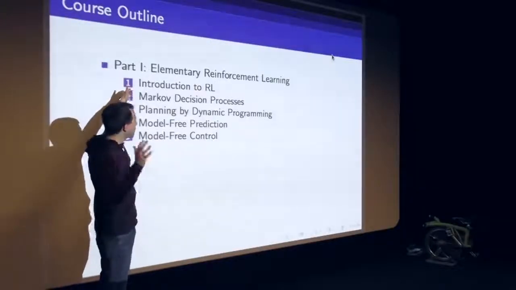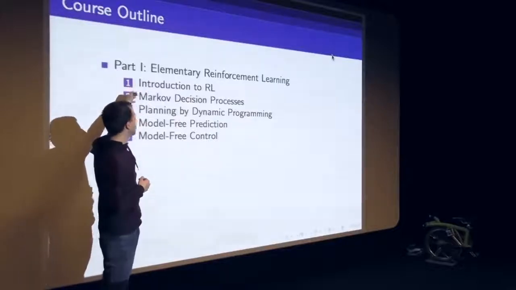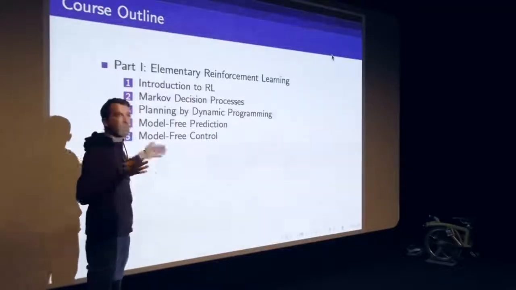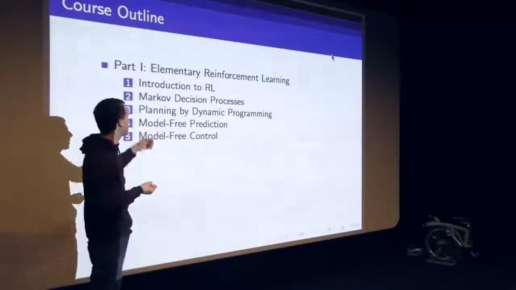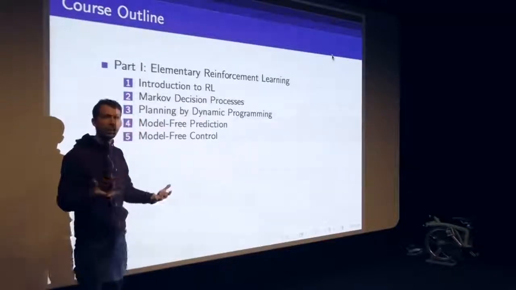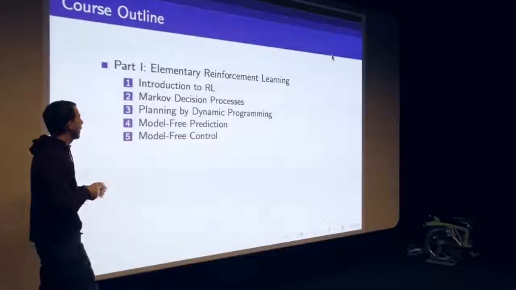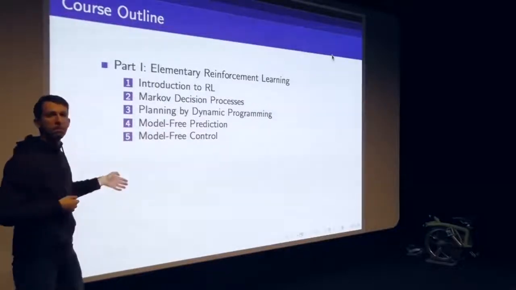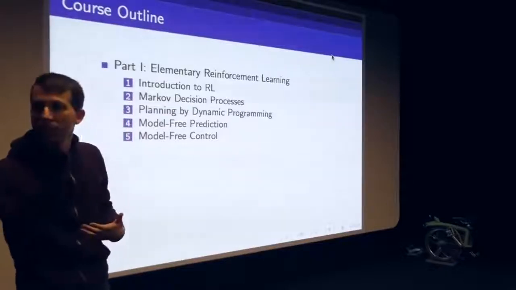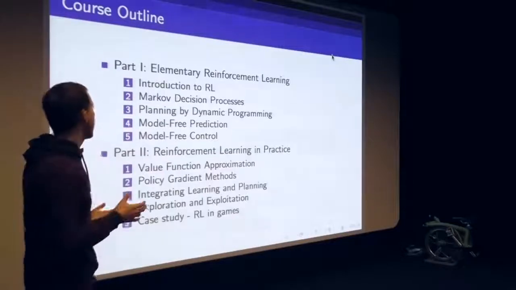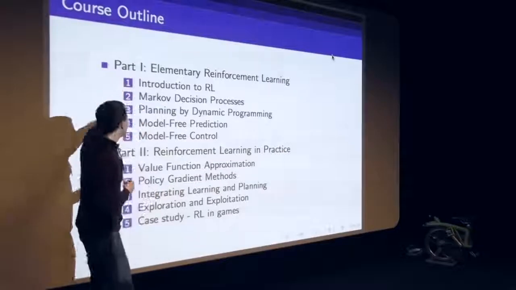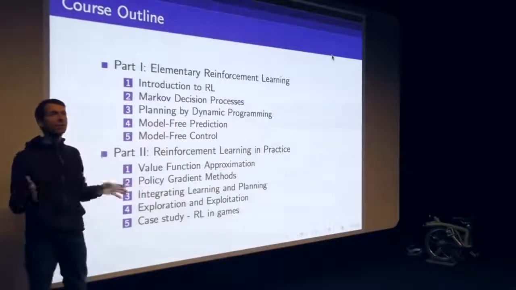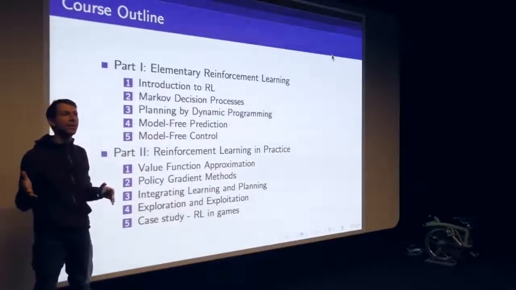That means introducing the problem we've just done, understanding Markov decision processes, and how to plan, solving the planning problem using dynamic programming, which is the elementary building block that underlies all of this. Then we look at model-free methods for both prediction and then control. In the second part of the course, we'll look at how to scale up. At the end of the first part, you won't really be able to go off and solve interesting problems. You shouldn't have that expectation.